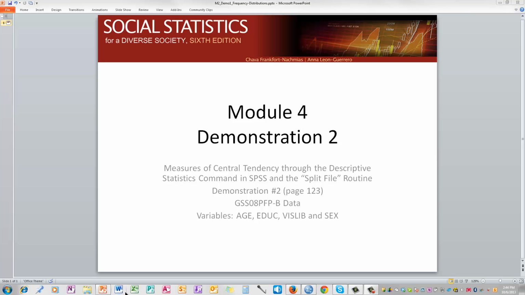Okay, we're going to go over demonstration number 2 on page 123. That requires that we get the GSS 2008, the subset B database. We're going to be using the variables age, educational level, and VisLib, which is the number of visits to the public library, and we're going to split the file by gender to compare differences between men and women on each of these variables. Okay, I think we should go ahead and get started.